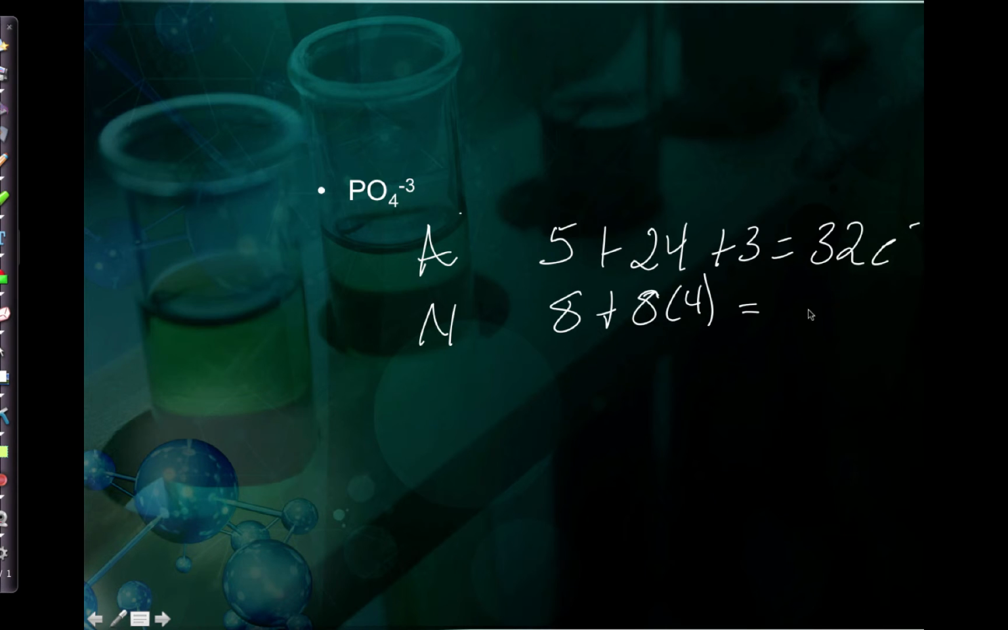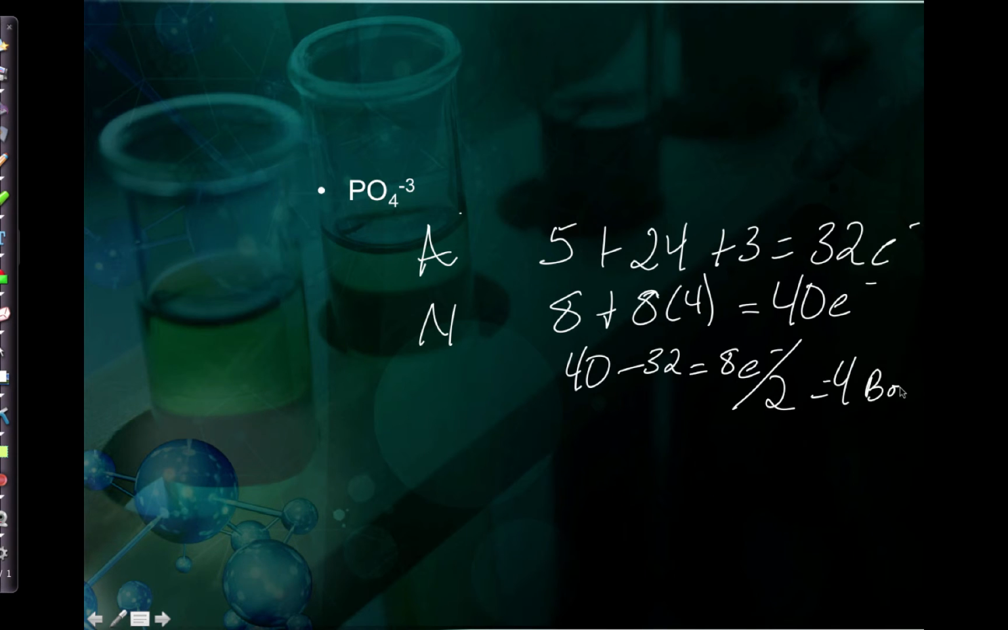All right, so 40. You need to have 40 electrons here. So 40 minus my 32 would give me 8 electrons being shared. So now divide that by 2, you get 4 bonds. All right, so now the phosphorus will go in the center because it's a singular atom here. Now we're going to make single bonds between each of the oxygen atoms and the phosphorus. So that's 4 bonds right there.